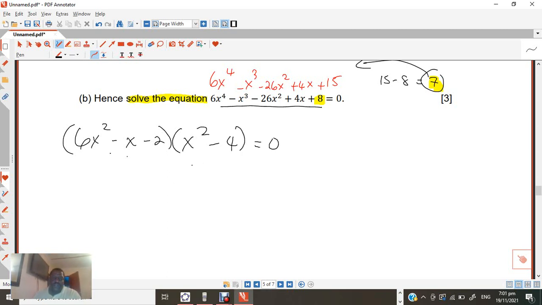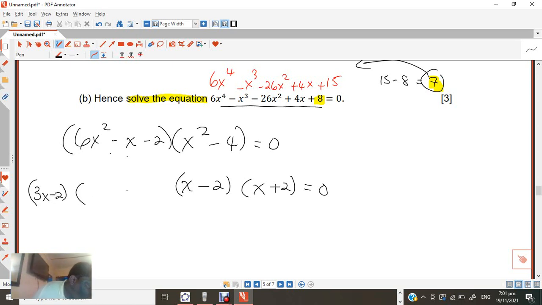Well, x squared minus 4 becomes a difference of two squares. So this is x minus 2 and x plus 2. And the other one, you can go ahead and factorize it. You get 3x minus 2, and then the other one, 2x plus 1. So these are the factors.